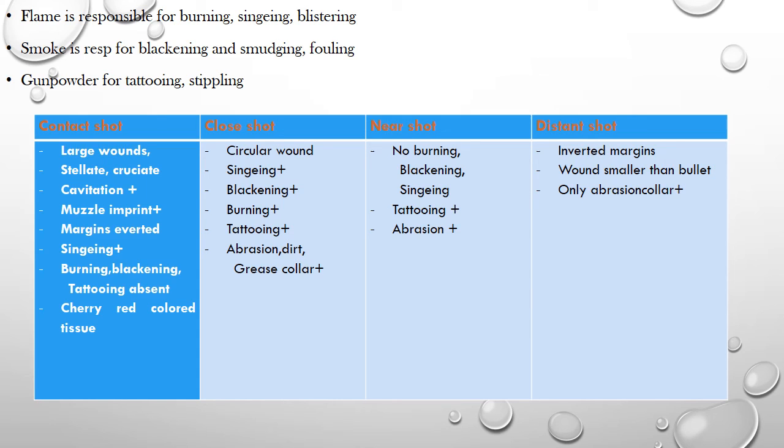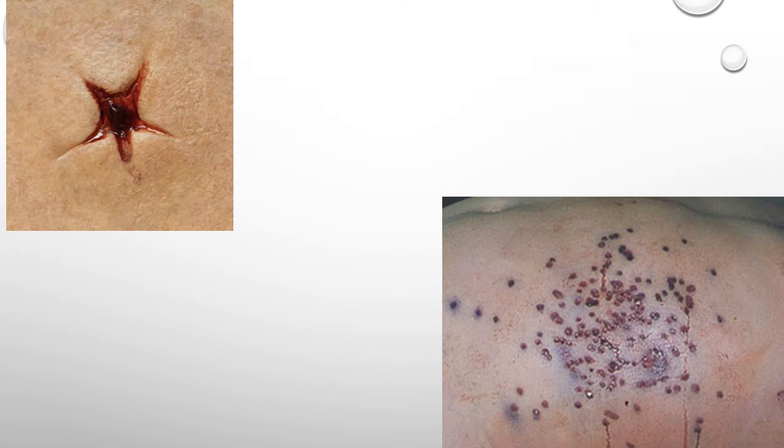And the near shot. No burning, blackening, singeing is seen. Only tattooing may be present. Abrasion collar is also present. Distant shot, inverted margins, wound is smaller than the bullet. Only abrasion collar can be seen. All the remaining things will be absent in case of distant shot.